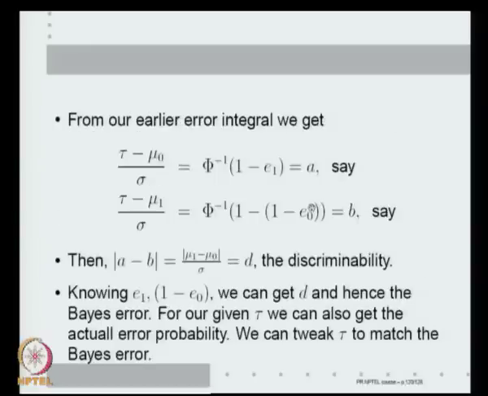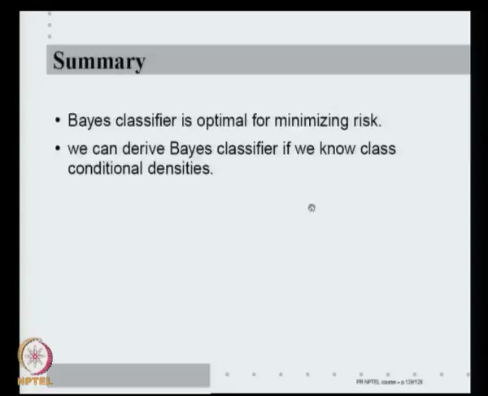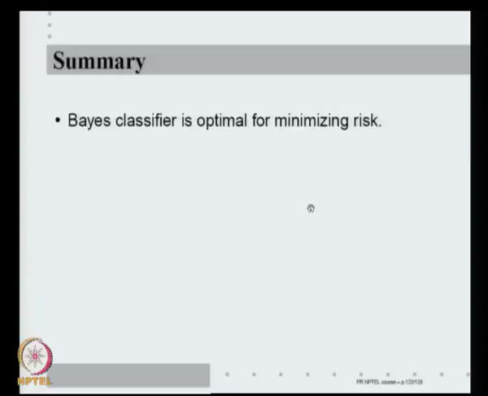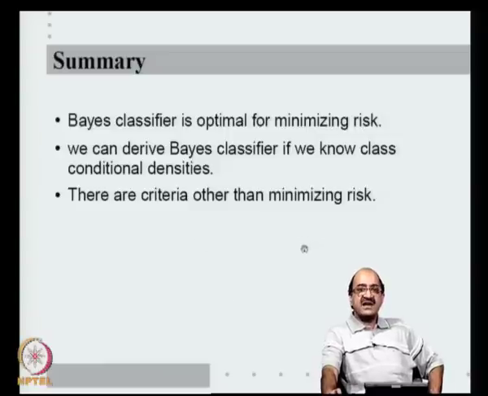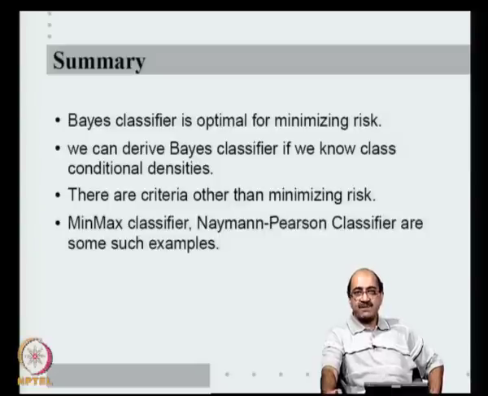So, let us close down today's class with a summary. The Bayes classifier is optimal for minimizing risk. We have seen that last class, and we have seen a couple more examples this class. We can derive the Bayes classifier if we know the class conditional densities, and for various kinds of loss functions we can derive it. There are criteria other than minimizing risk. As we have seen, minimizing risk is not the only way we can approach this problem. For example, the min-max classifier and the Neyman-Pearson classifier are some examples of criteria other than minimizing risk.